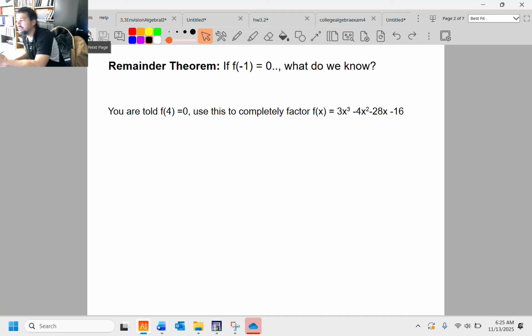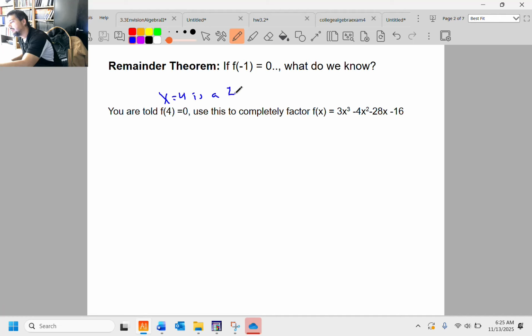If f of negative 1 is 0, what do we know? You are told f of 4 is 0. Use this to completely factor the polynomial 3x cubed minus 4x squared minus 28x minus 16. So what I'm told here is that x equals 4 is a 0. Now this also means x minus 4 is a factor. Let's start off with this piece right here, that x is 4.